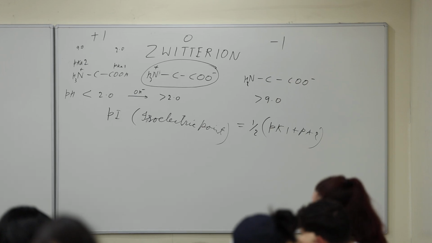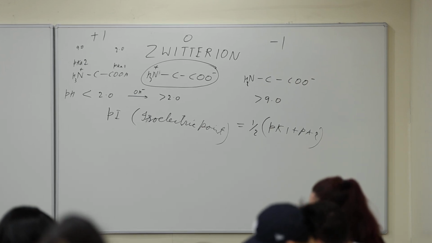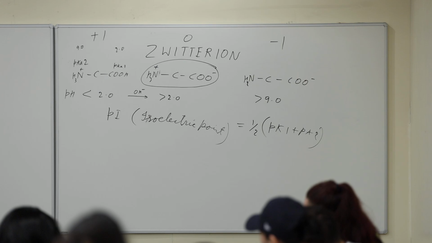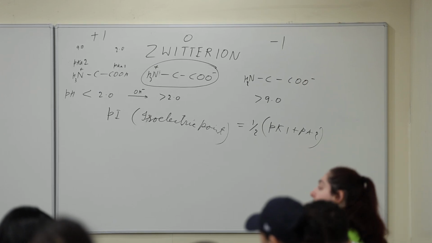So that's how you calculate the pI of an amino acid: the midpoint of pK1 and pK2. Yes? I just wanted to ask about a point from earlier. You said when the pH is less than 2, is it protonation or deprotonation? It's protonation. Lower than pK means you are adding a proton. It is not ionizing. Higher than pK, it ionizes.